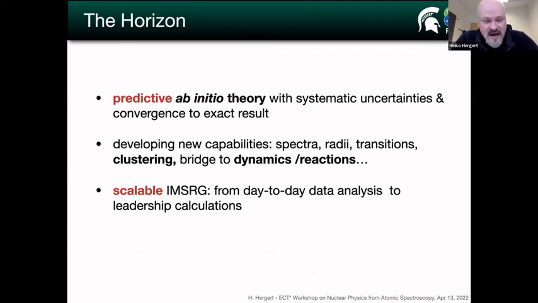And then looking at the horizon, where we're going with these kind of hybrid methods or IMSRG-based methods towards predictive ab initio theory with systematic uncertainties, and where we can guarantee convergence to the exact results. We're constantly expanding the capabilities, so spectra, radii, transitions are there. The next thing in the coming decade will be clustering and making the bridge to dynamics and reactions. And then my personal dream is that we can make this framework so scalable that you can essentially at some point use it in your day-to-day data analysis, maybe then with some increased uncertainties.